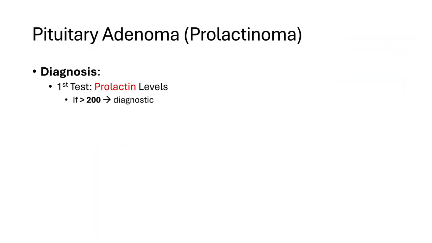The first test that we typically get is a prolactin level. And if you have a level above 200, that is almost always diagnostic for a prolactinoma. If prolactin is elevated, then we typically get an MRI of the brain. In real clinical practice, we almost always get an MRI of the brain. But again, if it is above 200, there is almost always no indication to get an MRI of the brain because we already know that it's due to a prolactinoma.